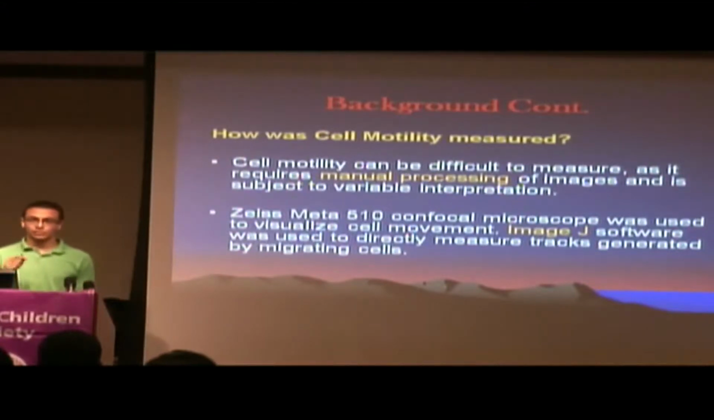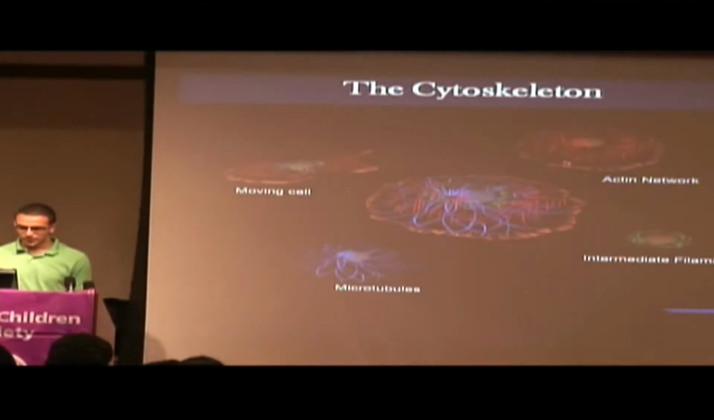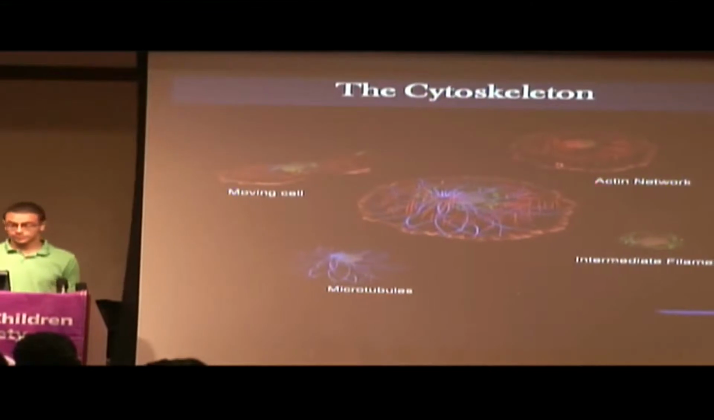How is cell motility measured? There are different methods out there, but the process that we used in the lab was the most difficult, which was manual processing. So we actually had to trace cells manually over a long period of time, and I'll explain how we did it in a bit. We used this Zeiss Meta 510 confocal microscope to visualize the cell movement, and we used ImageJ software and Excel to do all the data analysis.